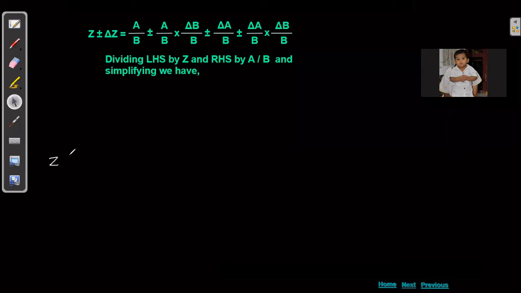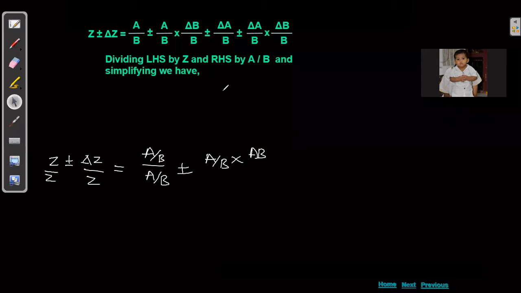z plus or minus delta z. We have to divide with z, no? So individually I'm writing delta z by z is equal to, on the right side, what we are dividing with a by b. So already a by b is there, by a by b, plus or minus a by b into delta b by b is there.